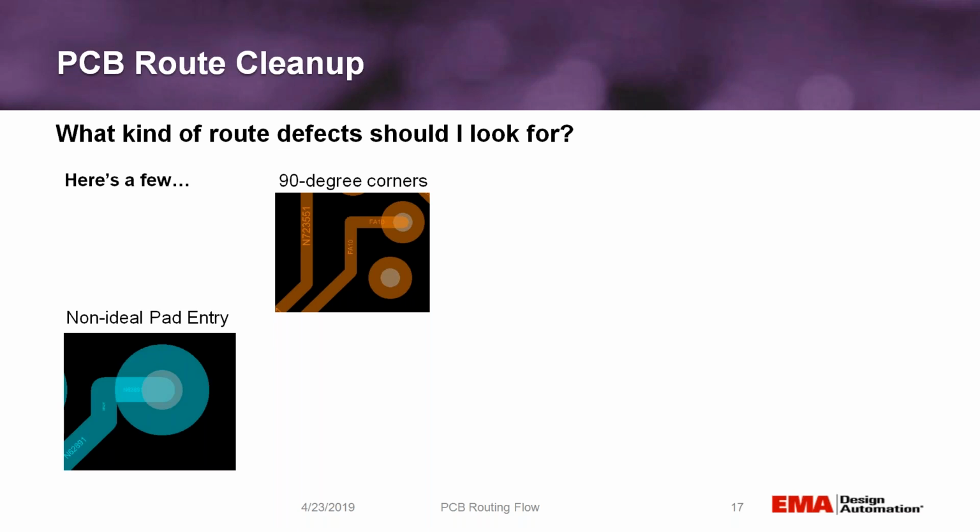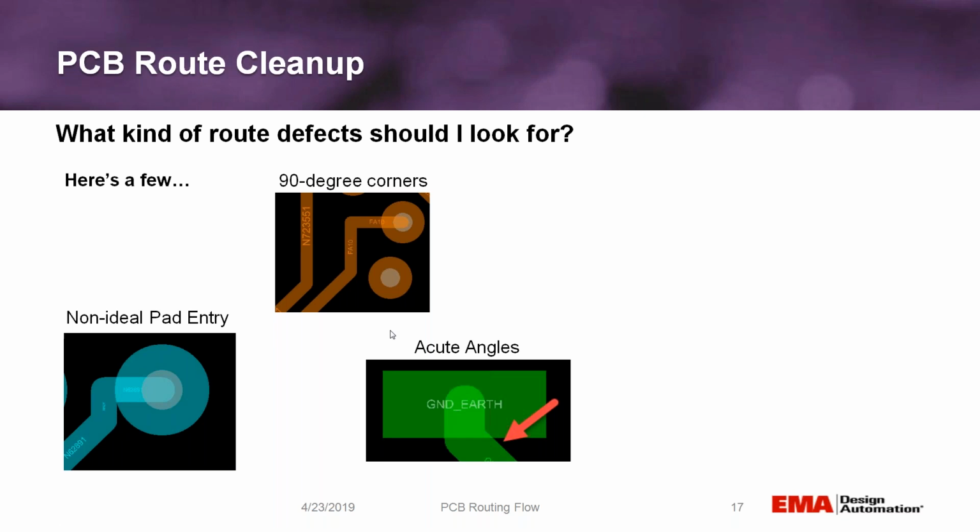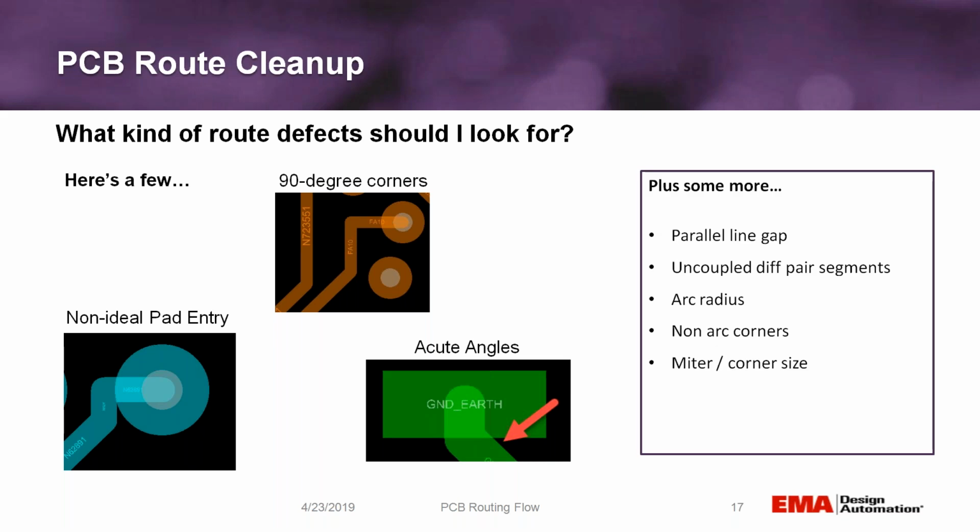Here's a non-ideal pad entry. We have the same sort of situation. You see this acute angle here, where material can be trapped. And same here in this situation with the surface mount pad. We also have additional checking that we can do. We can look for parallel line gaps, uncoupled differential pairs. We can look at different arc radiuses or miter corner sizes. So these are some additional checks that our tool can look for now.